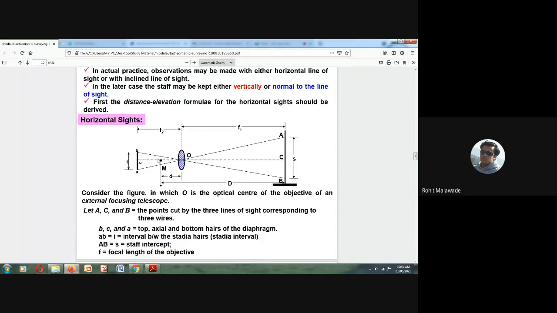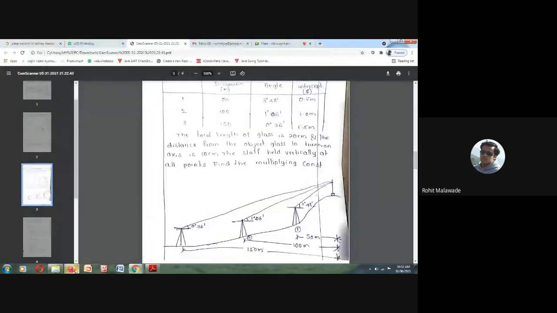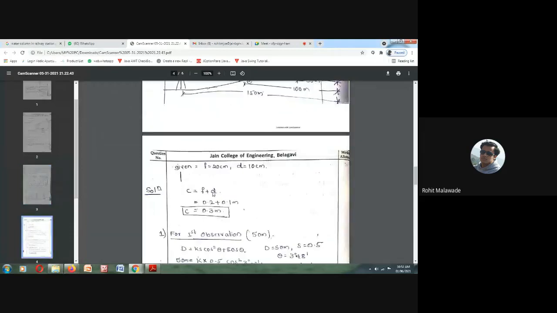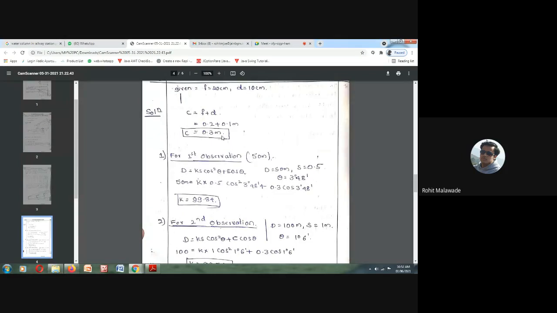They have given this focal length and they have given this. So C is nothing but your F plus D. C is your additive constant, F is 20 centimeter and D is 10 centimeters. So we are going to add: C is equal to F plus D, that is 0.2 plus 0.1. We are going to get C as 0.3 meter. We have got the additive constant C as 0.3 meter.